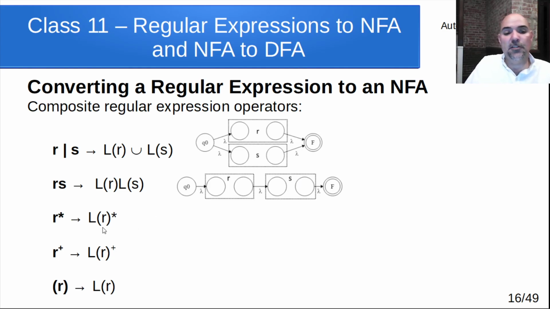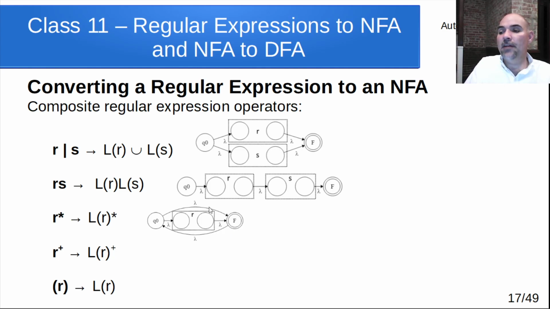Now, the star closure, what's that look like? Well, star closure, remember, was 0 or more occurrences of whatever R is in this case. So here's the machine for R. How do I get 0 or more? Well, I make a new start state and a new final state, and I make a lambda that bypasses it. That's the 0 part of R. So 0 times through R, I just skip it. Or one time I could go straight through here, through R.